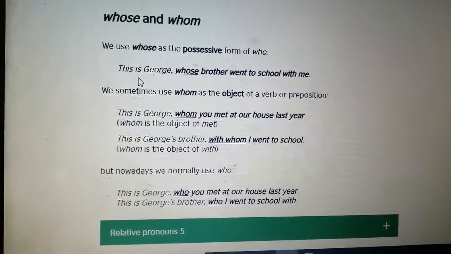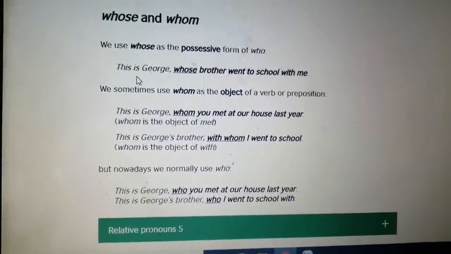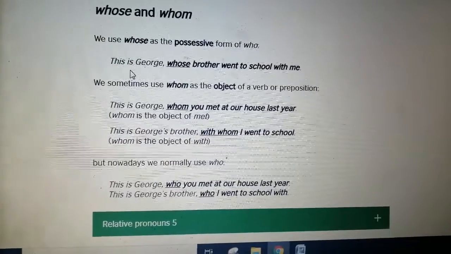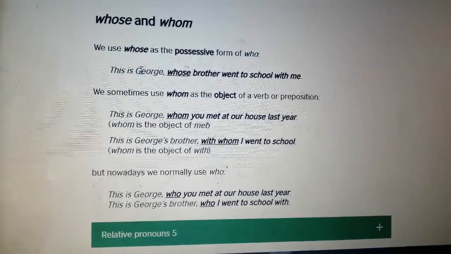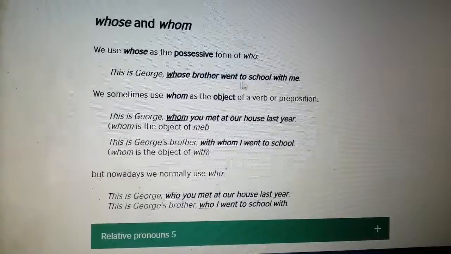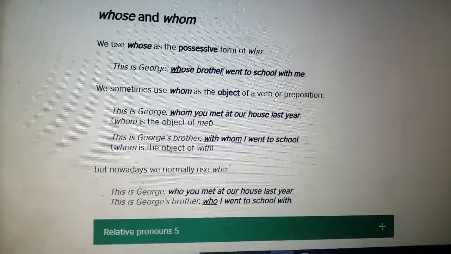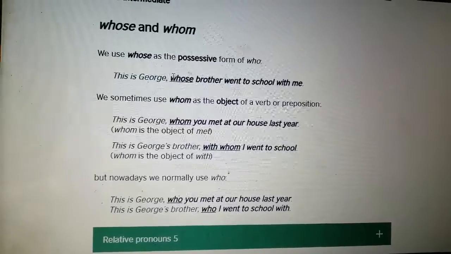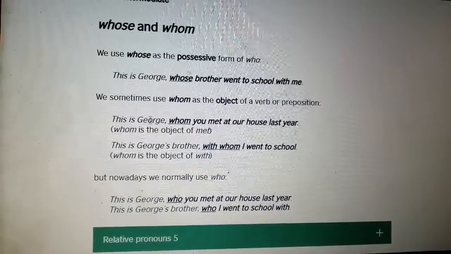Whose, we use it only for the possessive form. If we are talking about his brother, his mother, something that belongs to him, we use whose. Example: this is George, whose brother went to school with me. Here in the sentence, we are not talking about George, we are talking about his brother. This is why we used whose.